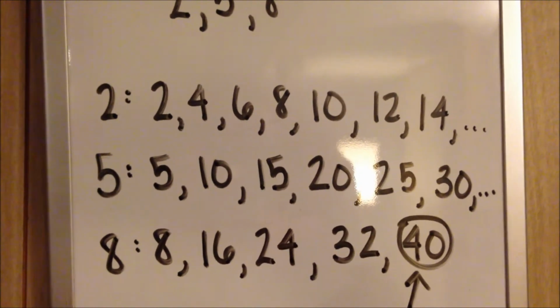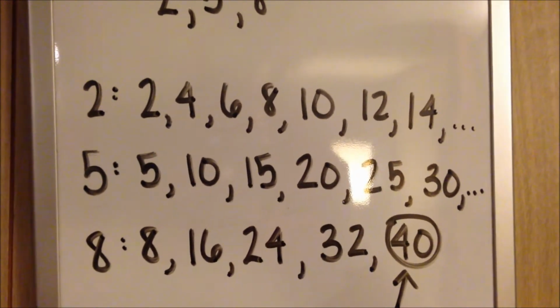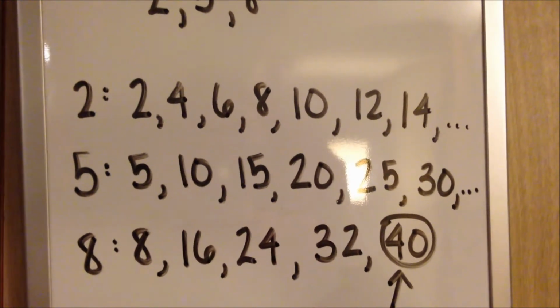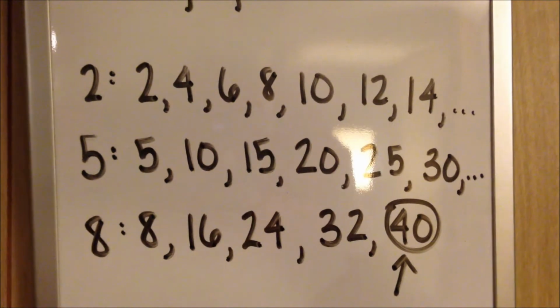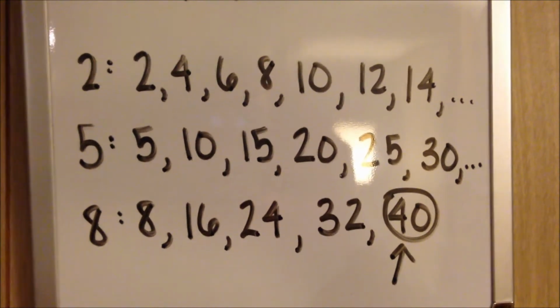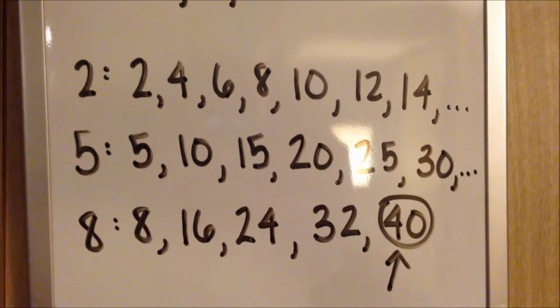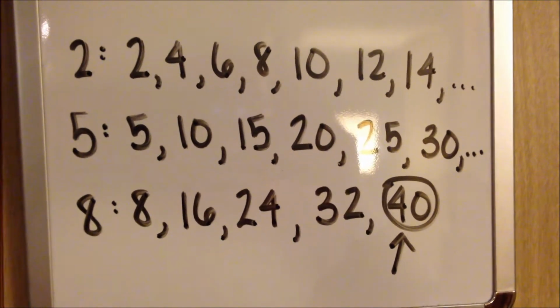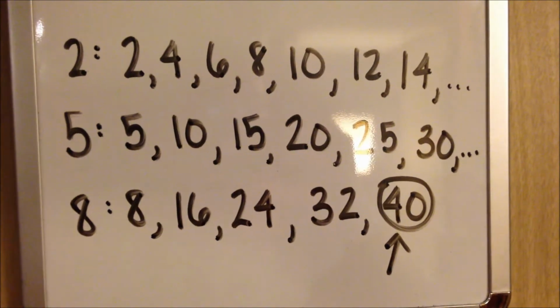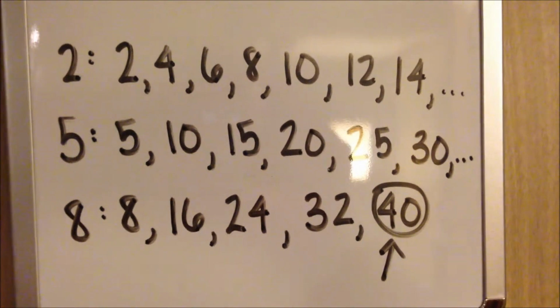2, the multiples are 2, 4, 6, 8, and so on. 5 is 5, 10, 15, 20, 25, 30, and so on. But with 8, it only takes us 5 multiples to get to the LCM. 8, 16, 24, 32, and 40. 40 is the first multiple of 8 that also works for 5 and 2, and is the fastest to get to.